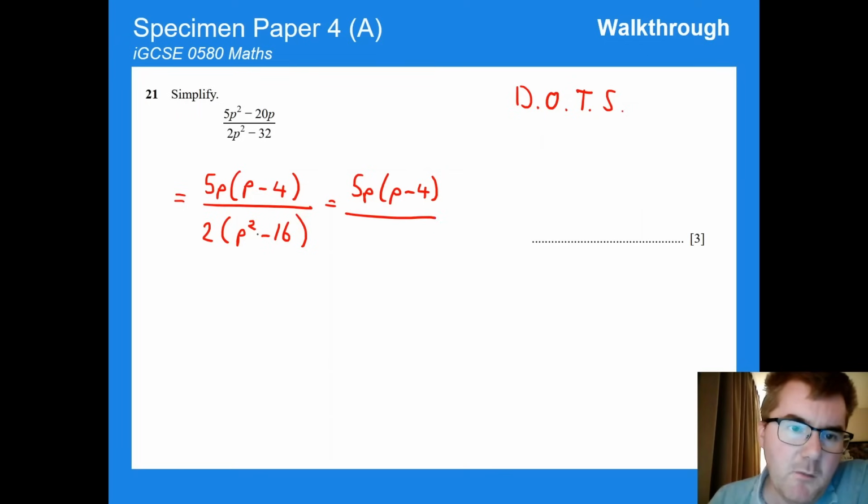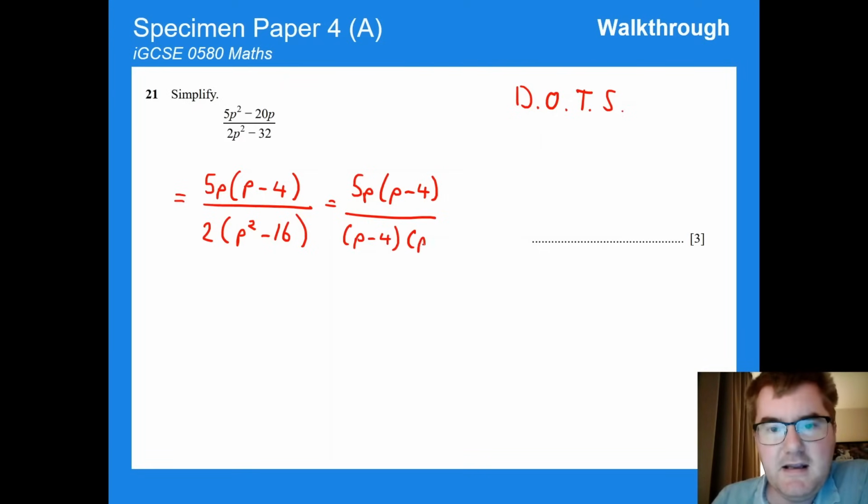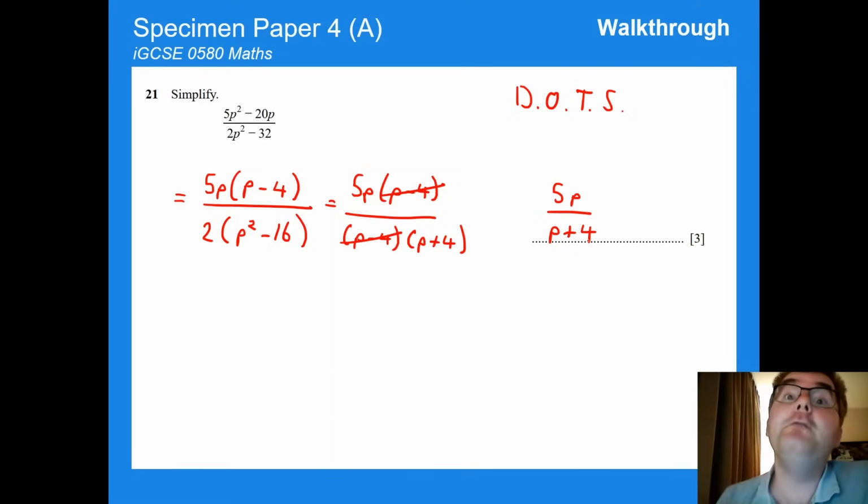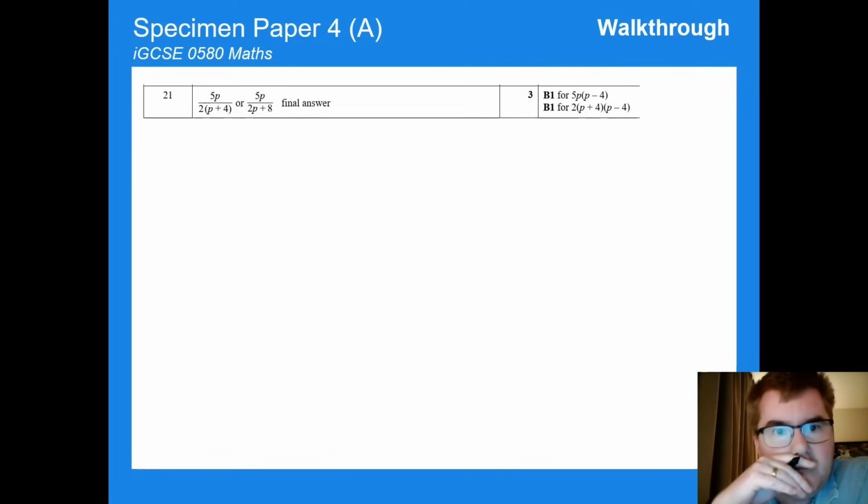What does that mean? Well, since these are both square numbers, so 16 is just 4 squared, we can write this as p minus 4, p plus 4, and now we can cancel top and bottom, and that gives us then 5p over p plus 4 for our 3 marks. Nice little question.